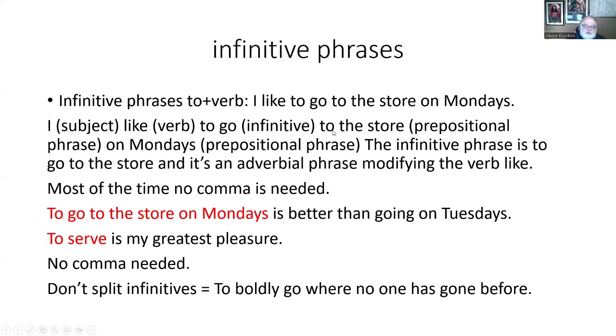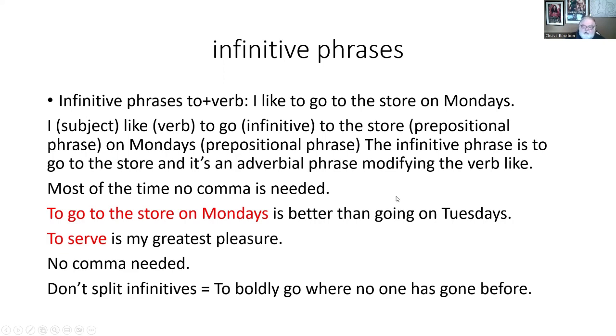What you need to remember, you don't have to worry about commas or anything, but with infinitives, don't split the infinitive. In other words, don't put anything between to and the verb, like Star Trek does down here. To boldly go where no one has gone before. To boldly go, that's a split infinitive. It should be to go boldly where no one has gone before. If you put something between the to and the verb in the infinitive, it's called a split infinitive, like I said. It used to be a big deal. It's not so much a big deal today.